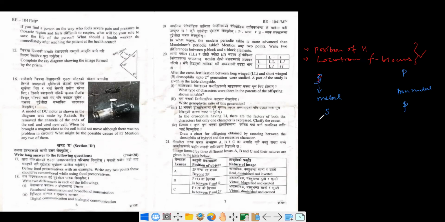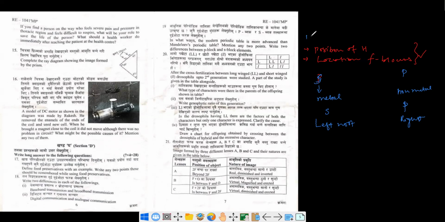These are placed on the leftmost side, and these are generally placed on the right side of the periodic table, the rightmost side. These are called representative elements. These are representative elements, and these are obviously p block elements. So this is how we can differentiate between S block and P block elements.